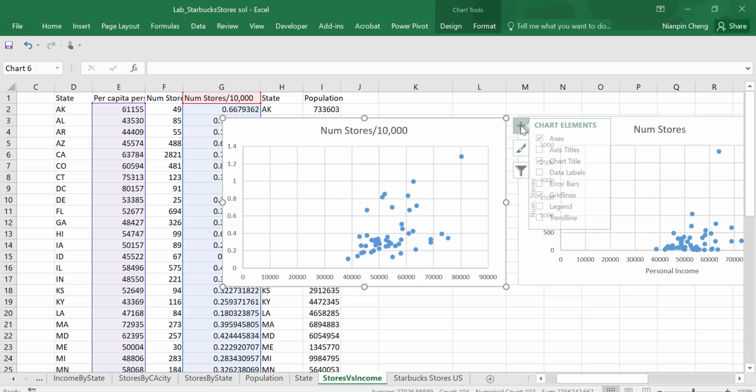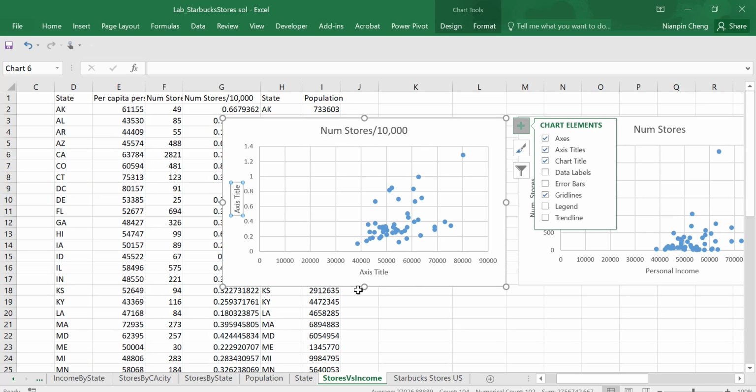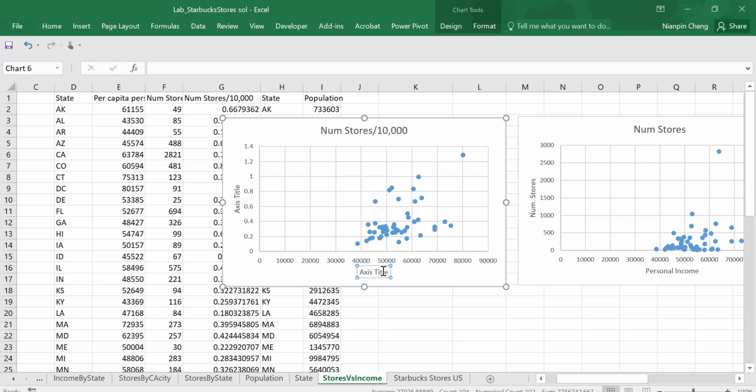So the first thing we need to add, see the titles here. So this will be still personal income. And here is called the number of stores per 10,000 people.